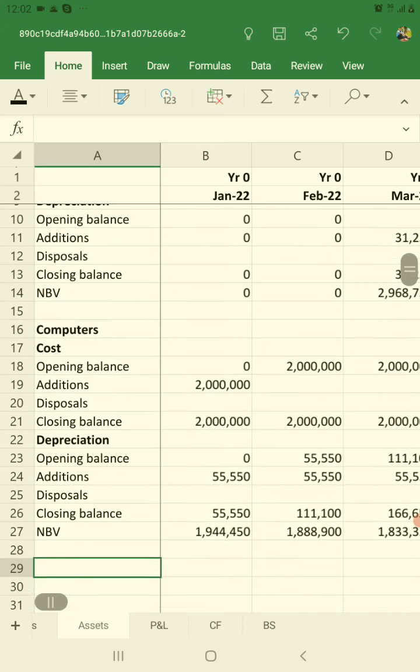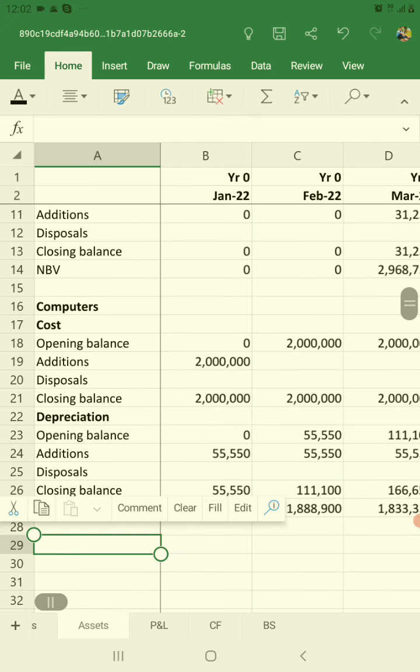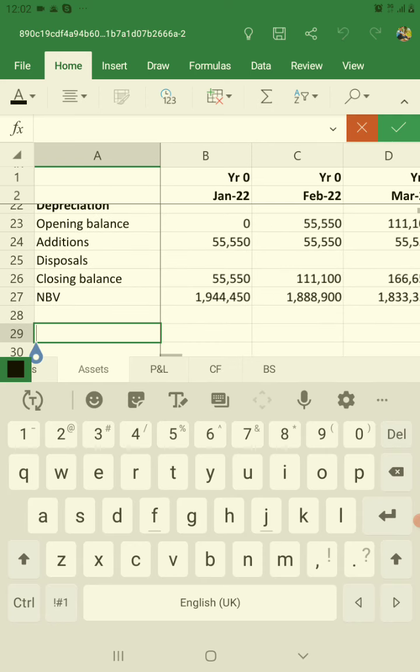So I'll put additions. Let me tap here, double tap to put additions. And this addition, we can simply pick them. We don't need the summary because we are going to add them one at a time.